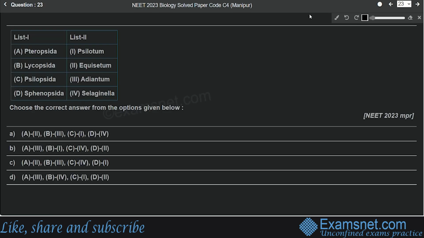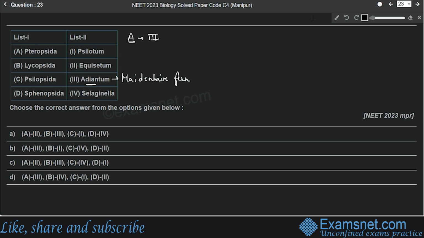Question number 23 is from the chapter Plant Kingdom, and here we have to match the class of pteridophytes with the correct example. So the first class that is mentioned is Pteropsida, and the correct match for Pteropsida will be Adiantum. Okay, so A will be matched with 3. Adiantum is a type of fern, okay, and specifically it is maidenhair fern.